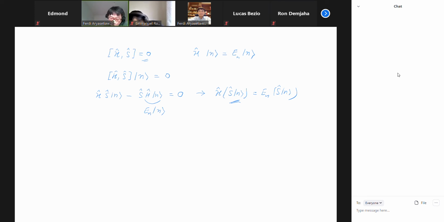So if this state is not the same as the original state, then we have degeneracy. By not the same, we mean not the same up to a multiplicative constant, of course. So we see we have degeneracy. So we have more than one state with the same eigenvalue.